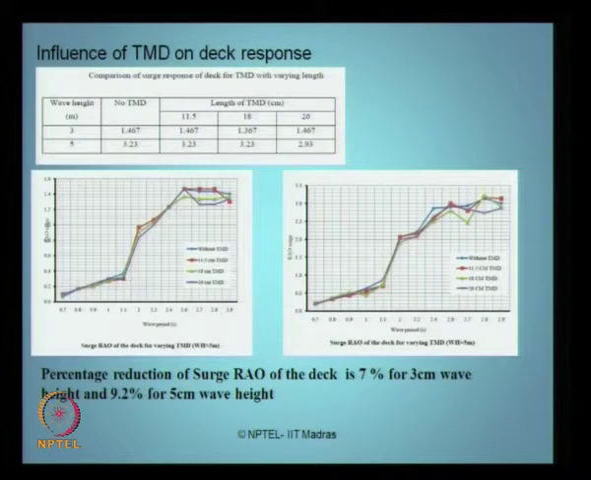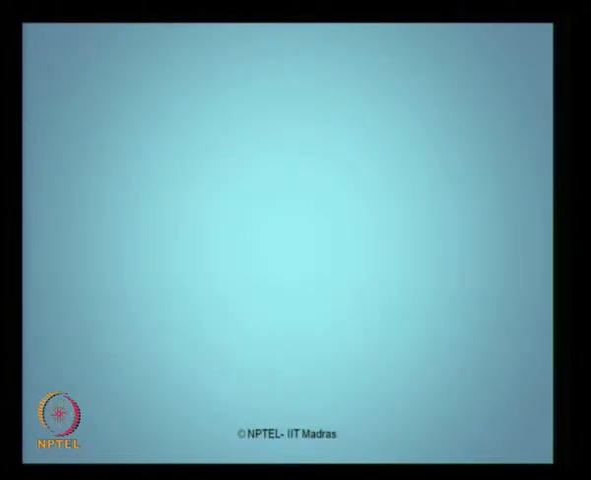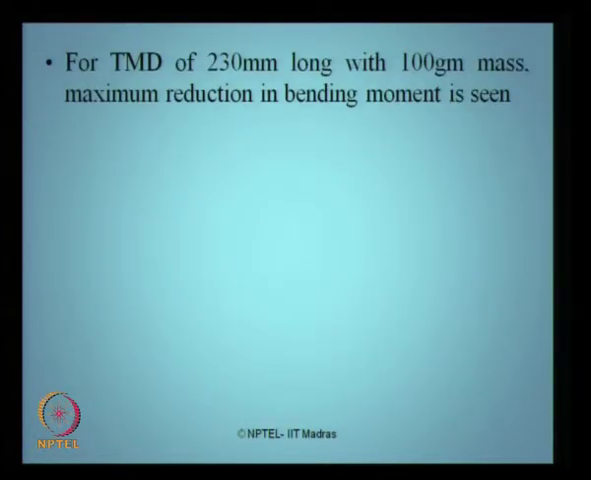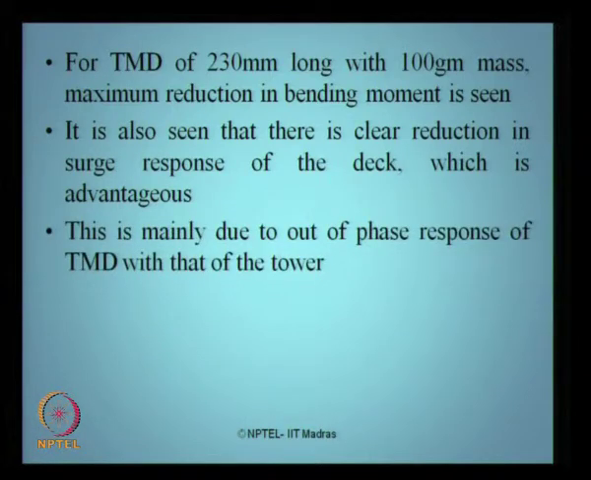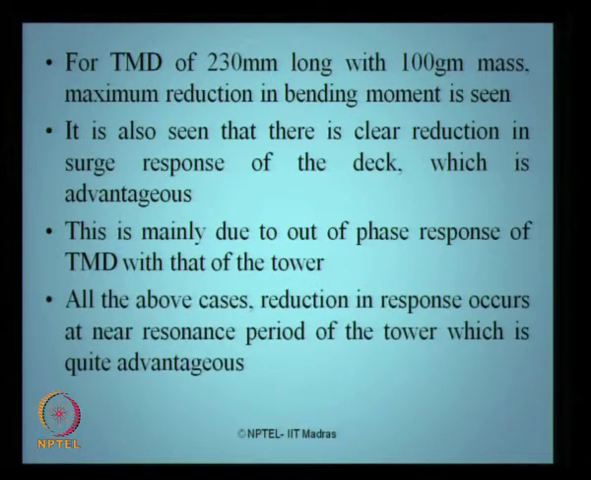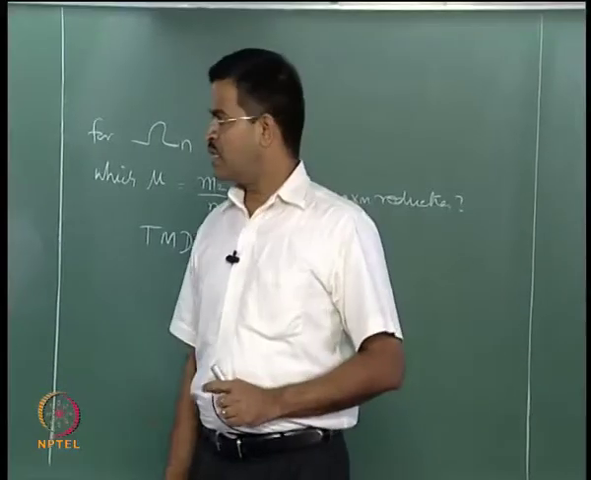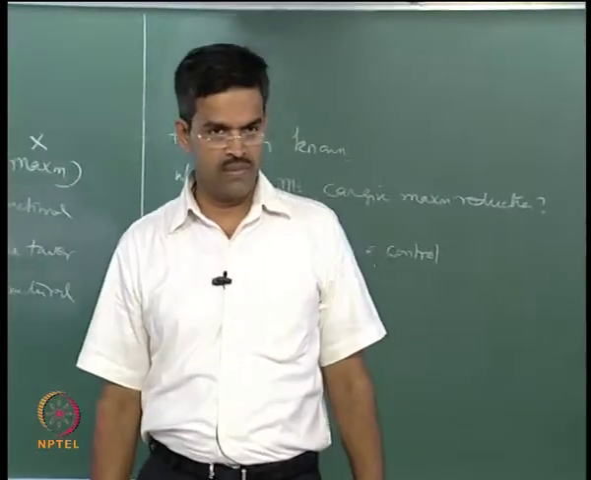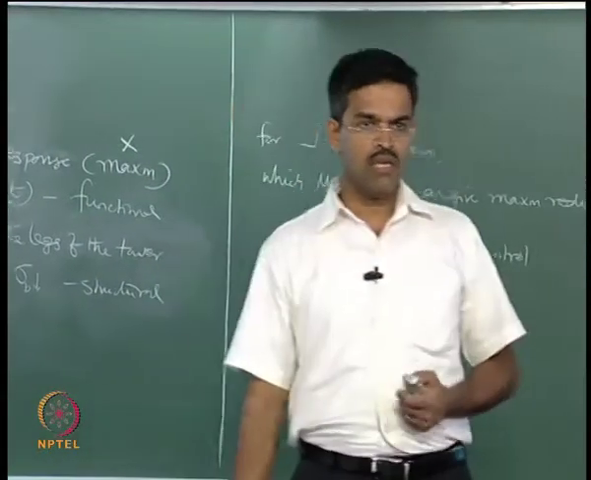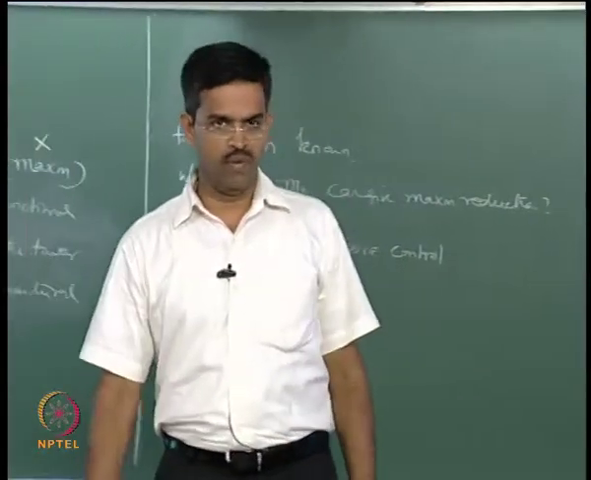So, there is a reduction of about 10% approximately. So, for a TMD of 230 mm long with 100 gram mass, the maximum reduction of the bending moment is seen. It is also seen that there is a clear reduction in the surge response of the deck for about 10%, which is advantageous. This is mainly due to out of phase response of TMD with respect to the response of the tower, which we saw in the video. So, in all the above cases, please note that the response reduction occurred at the frequency of the tower, 2.7 seconds. Okay. The reduction occurred at a resonating frequency, a near resonating frequency of the tower.